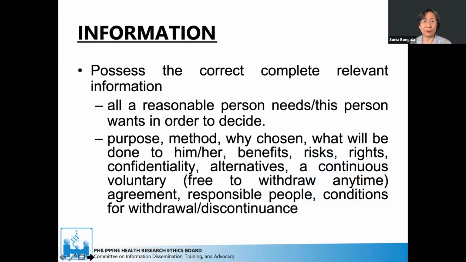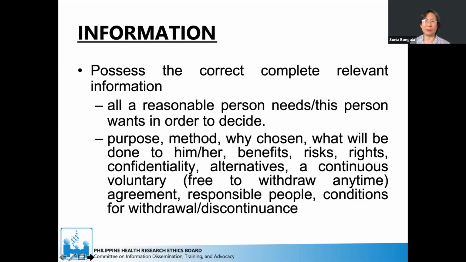Okay, about the information: it should be correct, complete, and relevant. There should be no overload of information. Sometimes in some clinical trials, you have about 5-10 pages of the informed consent. So if you're the one participating, you get dizzy and confused before you get into the middle of the informed consent form. So this should be as simple as possible, but the pertinent data should be in there.